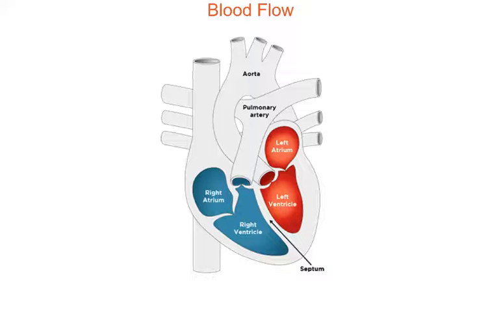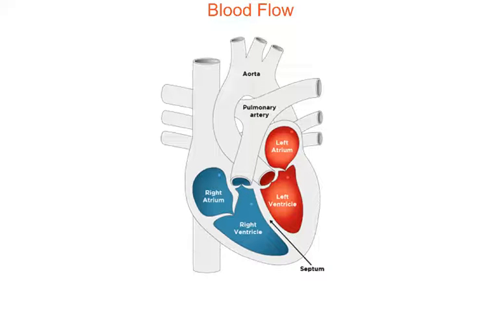Hi, so today I'll be going over how the blood flows through the heart. We have to understand that we have four chambers in the heart. We have the right atrium here, and then the right ventricle down here. That is the right side of the heart. And on the left side, we have the left atrium up here and the left ventricle.